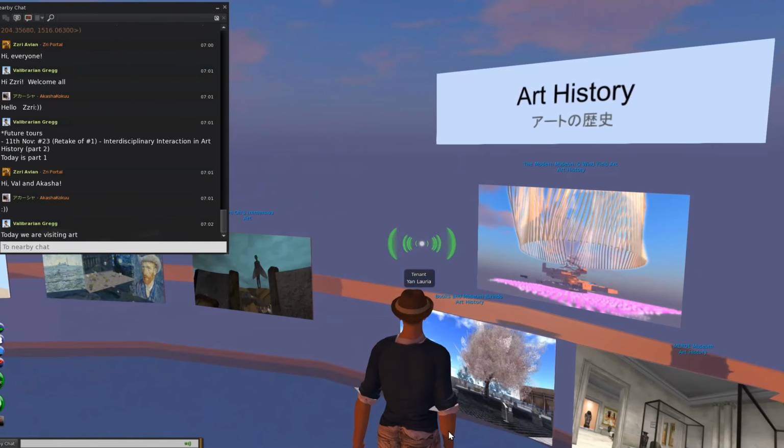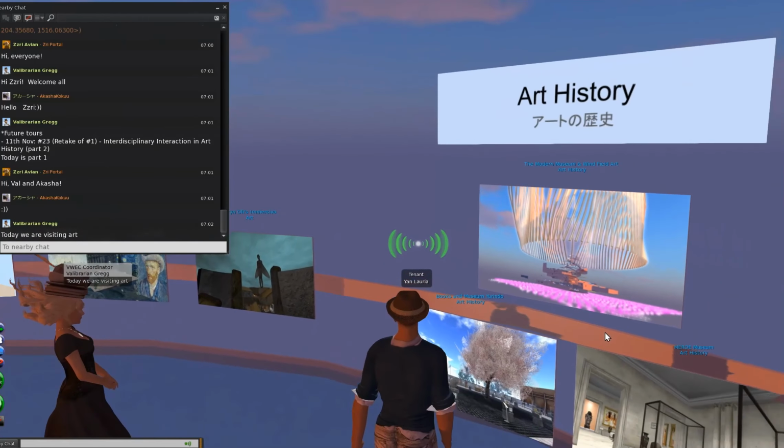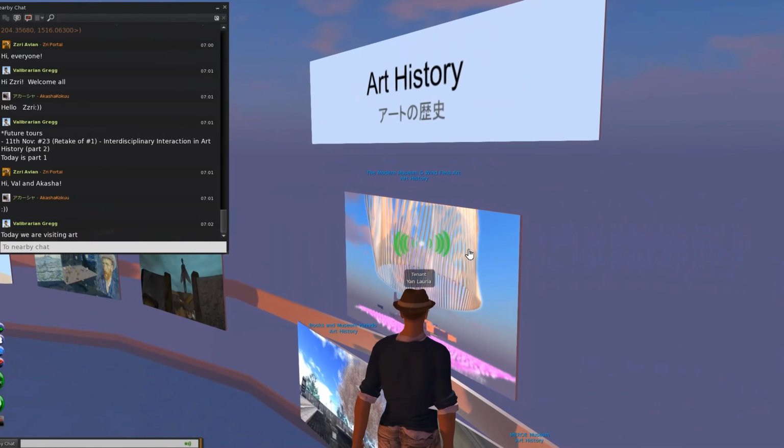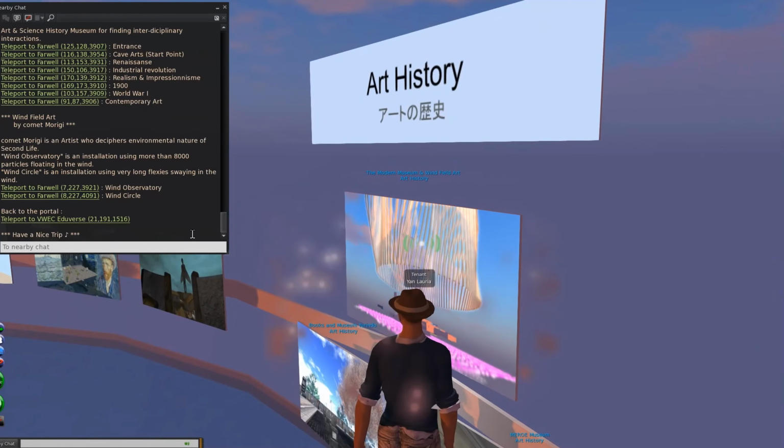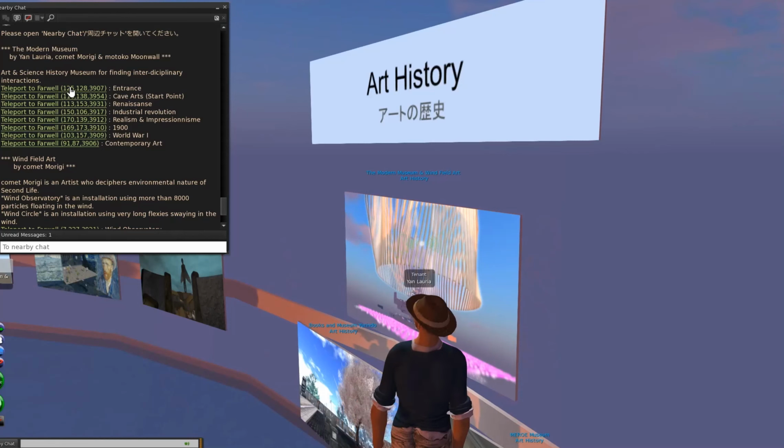There are 3 places: the art history museum, the modern museum, and the window field art. Please touch the board so you can see the nearby chat for the modern museum. There are 8 destinations, but please click the first entrance.